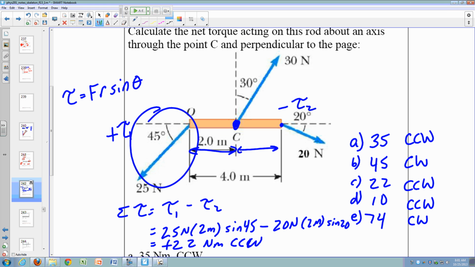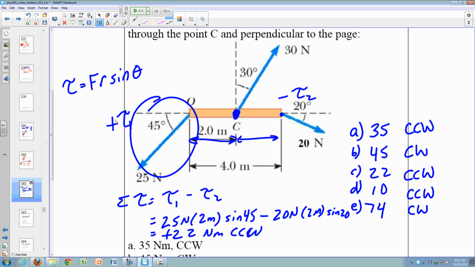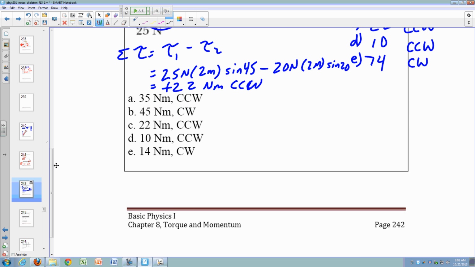All right. So that's like finding the sum of the forces as we did in chapter 4. But instead we're finding the sum of the torques. Let's try this next problem. It's a little simpler.